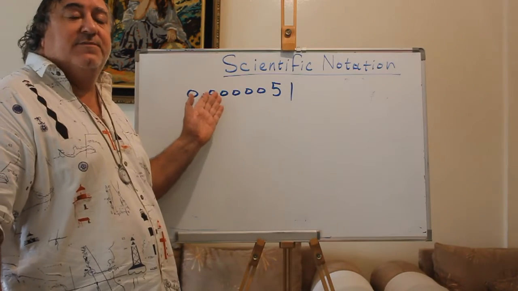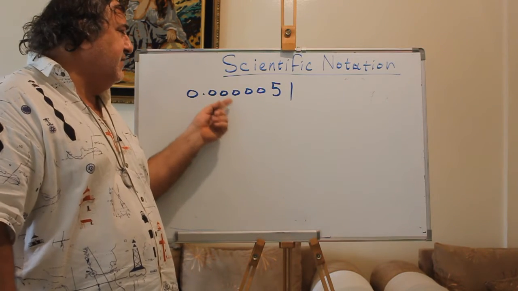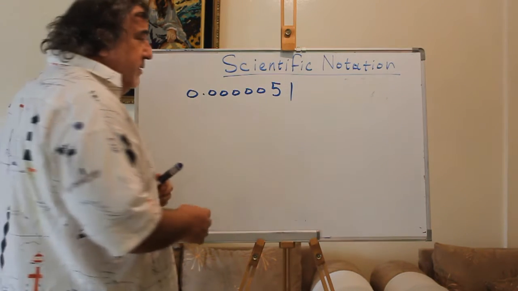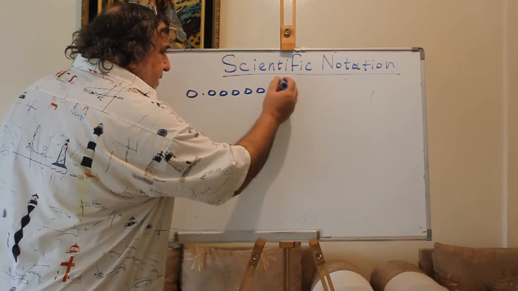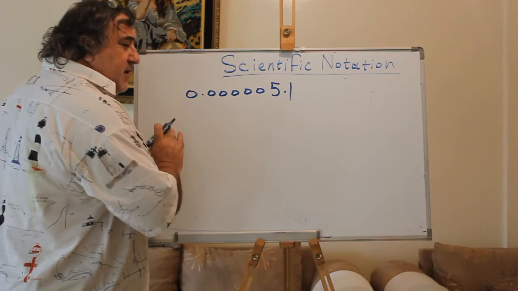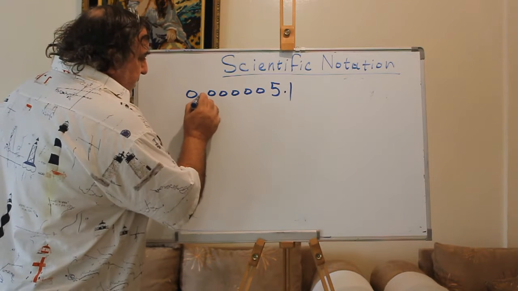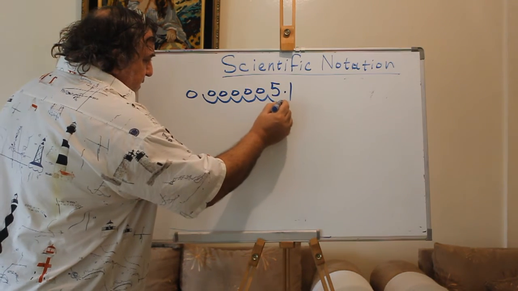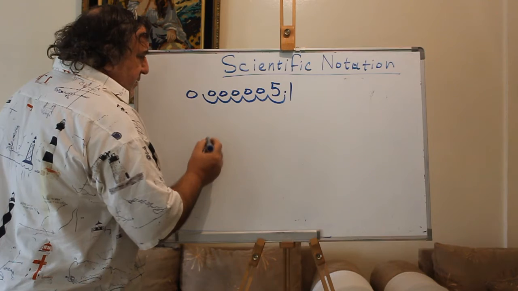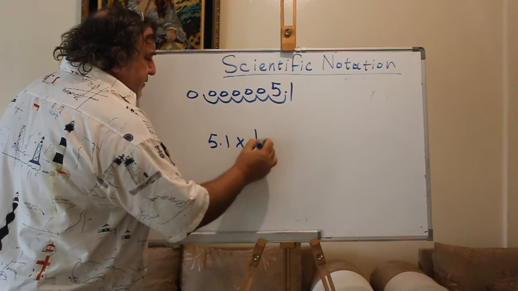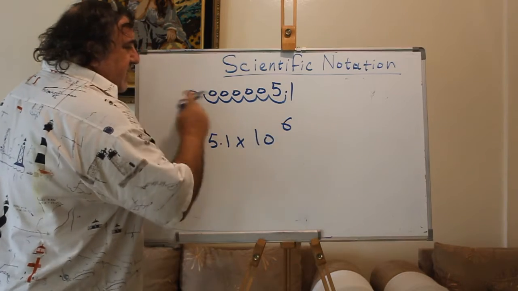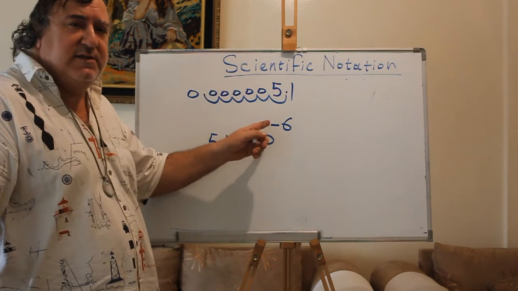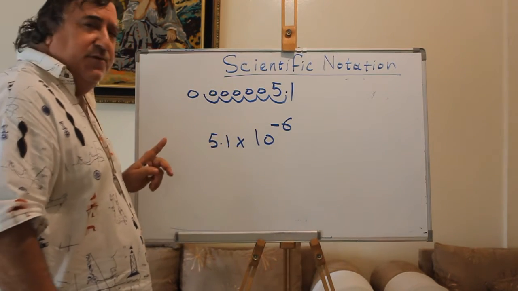Let's do some smaller number, okay? Now, if you have a very small number, 0.00000051. Remember, I have to put the point so that only one digit is before it, so I'll put it here. So I'm moving it, 1, 2, 3, 4, 5, 6. So what do I write now? 5.1 times 10 to power, I move it 6 digits, but in the negative way, because it is a smaller number. A negative power means the number is very small.